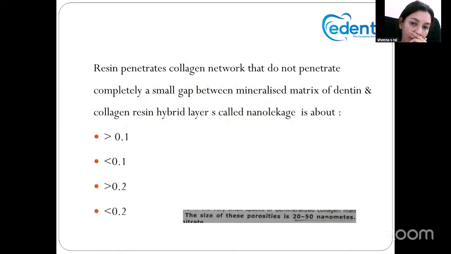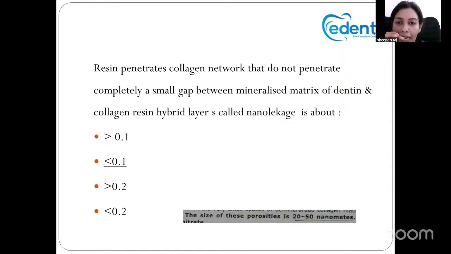This slide is very important. Next question. Resin penetrates the collagen network but does not penetrate completely, leaving a small gap between the mineralized layer of dentine and collagen, the resin hybrid layer, called nanoleakage, right? We know, as I told earlier, there is polymerization shrinkage taking place in composite. That is because properly the resin might not penetrate into the hybrid layer, and there might be small spaces called nanoleakage. So the question is: what is the amount of nanoleakage that is seen? The options are more than 0.1, less than 0.1, more than 0.2, less than 0.2. The answer for this is less than 0.1.